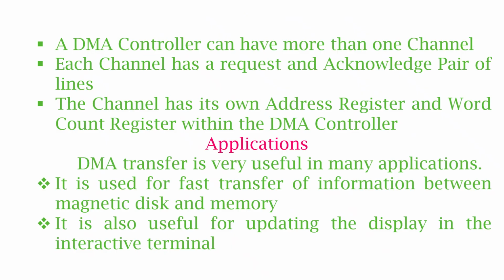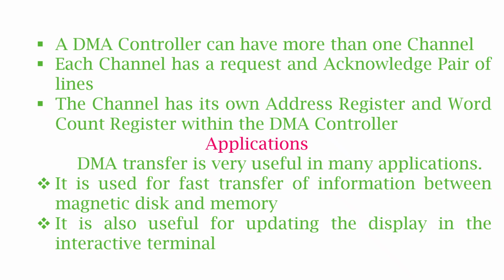A DMA controller can have more than one channel. Each channel has a request and acknowledge pair of lines connected with separate peripherals. The channel has its own address register and word count register within the DMA controller. When more channels are employed, a higher priority channel will be serviced first before the lower priority channel.